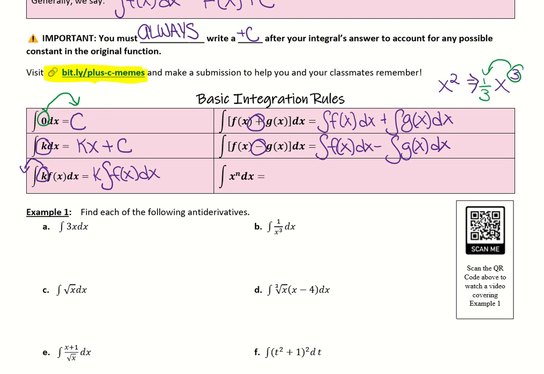Let me show you another example of that. So another example would be if we had, I don't know, x to the 5th, and we wanted to find the antiderivative of that, meaning we wanted to go one level up. It would be x to the 6th power.